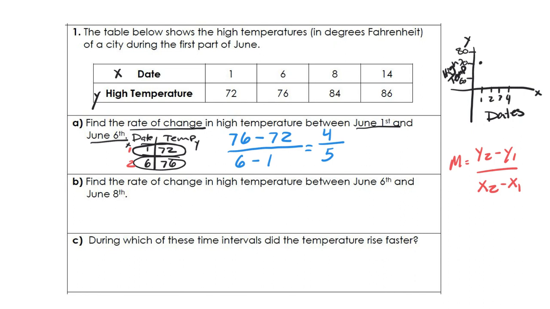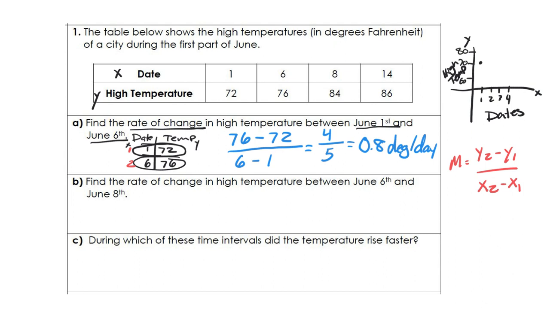And if I put that into a calculator, I'm going to have 0.8. And what does that mean? That means the temperature changed about 0.8 of a degree each day. That was the increase from the 1st to the 6th. The temperature increased 0.8 of a degree.